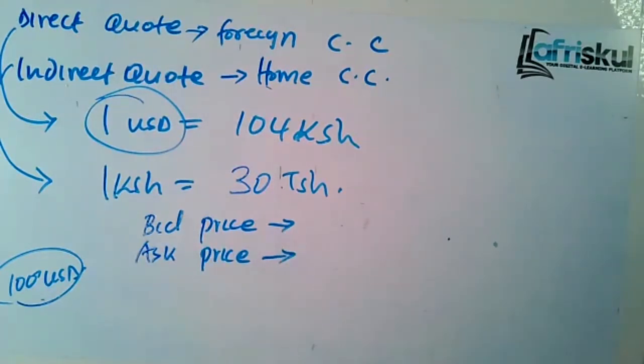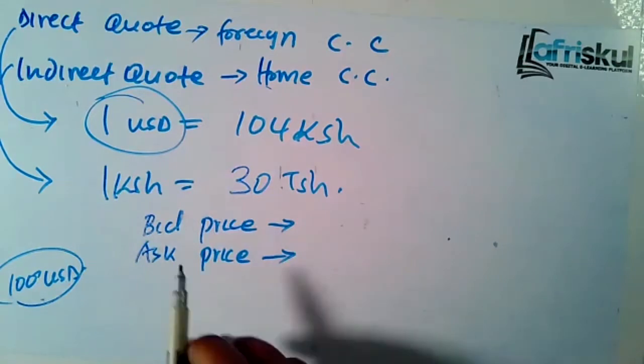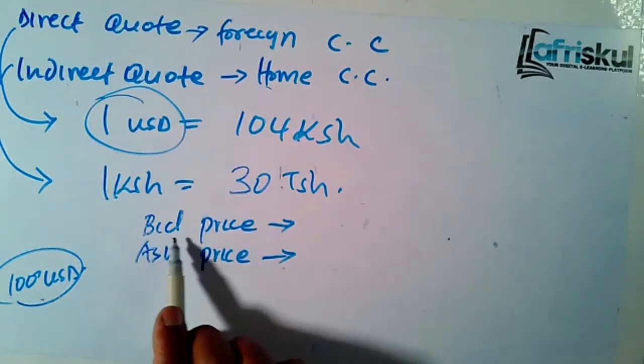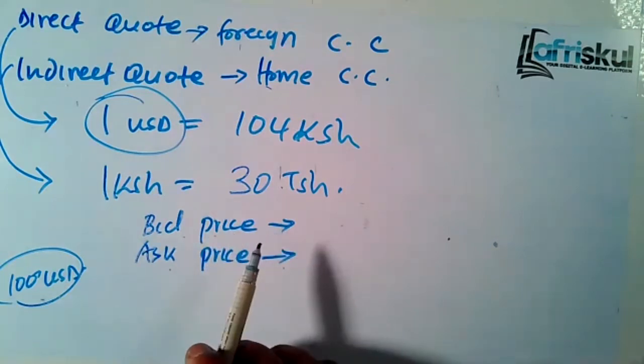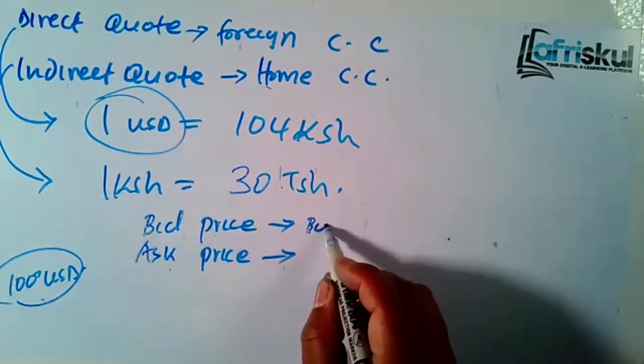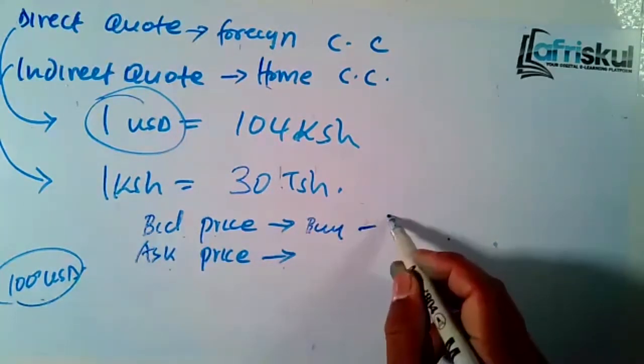Now, assuming you have the Kenyan shillings, you want to go to the bank to buy US dollars. Now you are buying from the bank. So that means the bank will sell to you at the ask price. So bid price, let me take you back. If you have the currency, the bank will buy at the bid price, which is always the lowest.